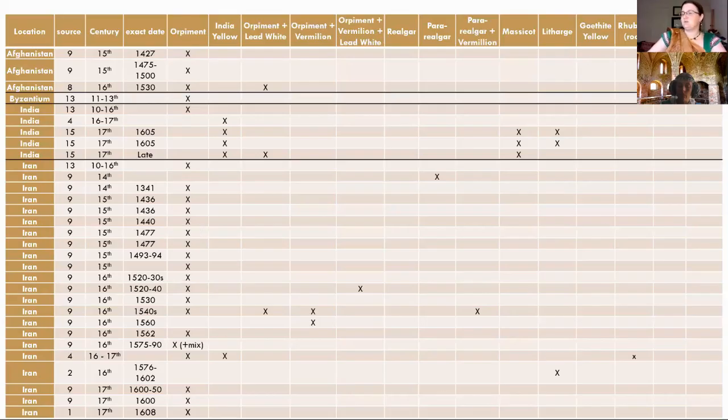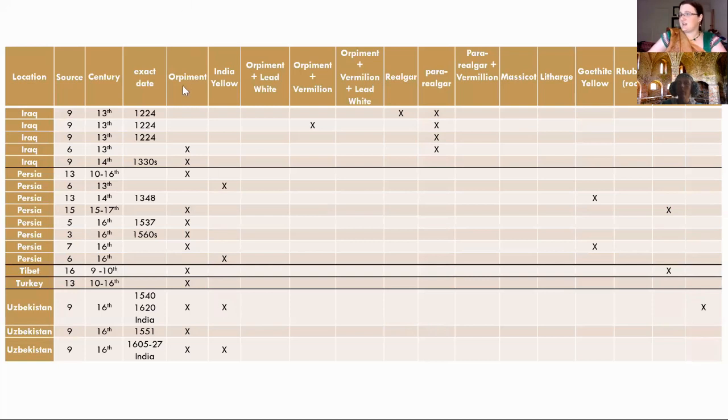So again, orpiment, all the orpiments. And then India yellow was fairly stuck in just India, but it was found in an Iranian example. And then you have some mixes. India was also the ones primarily using the massicot and litharge. But you have lightening orpiment with lead white. You have making it more orange with vermilion. So it's kind of standard orpiment. You're doing pretty good for that if you're looking for yellows.